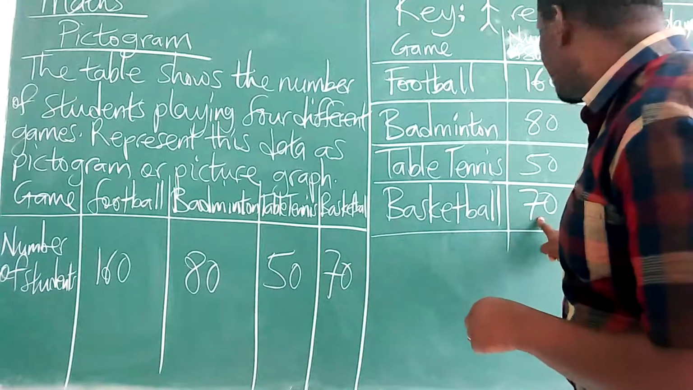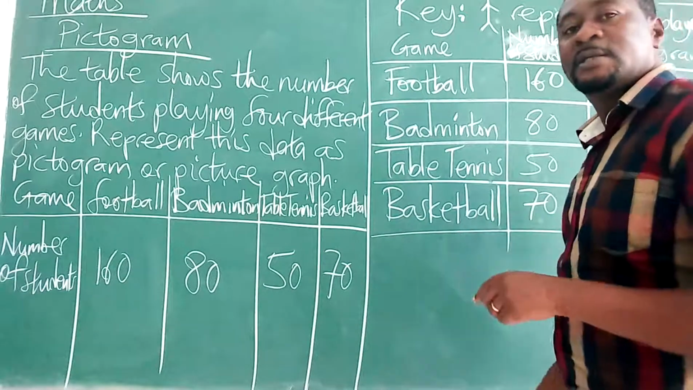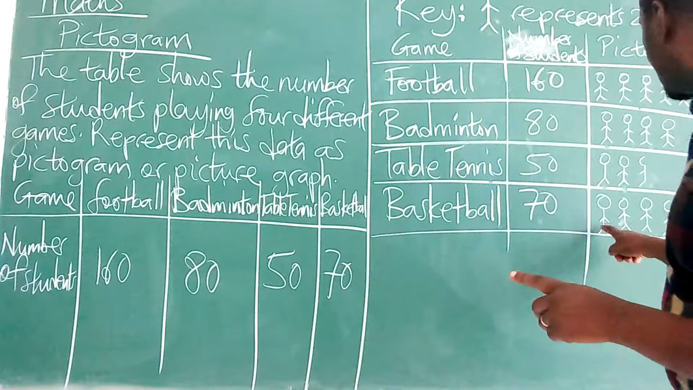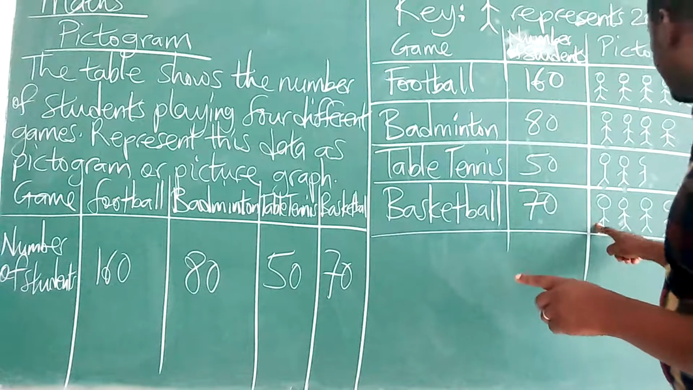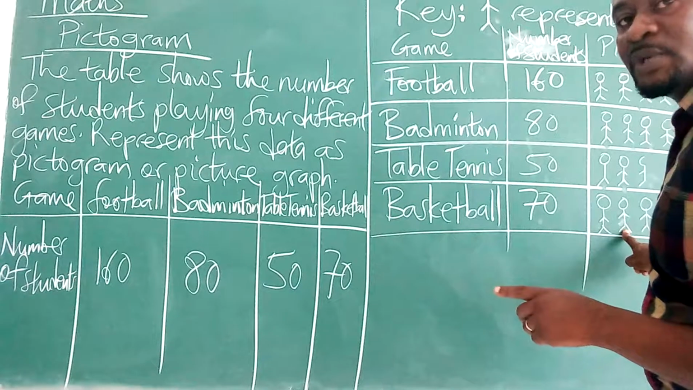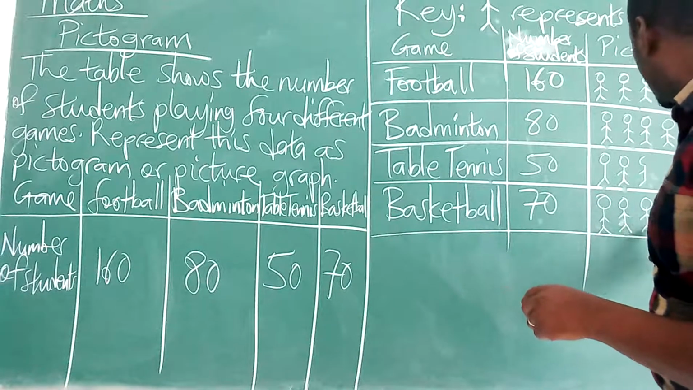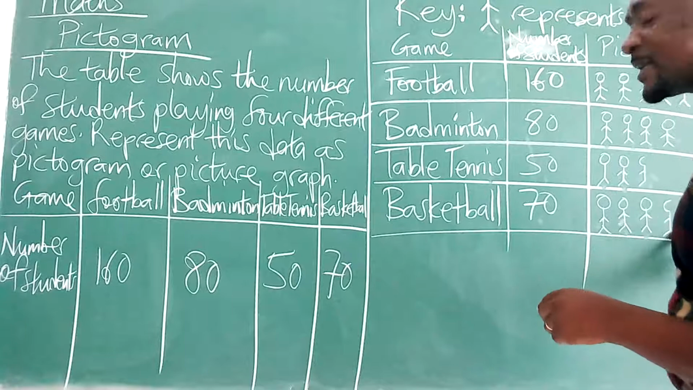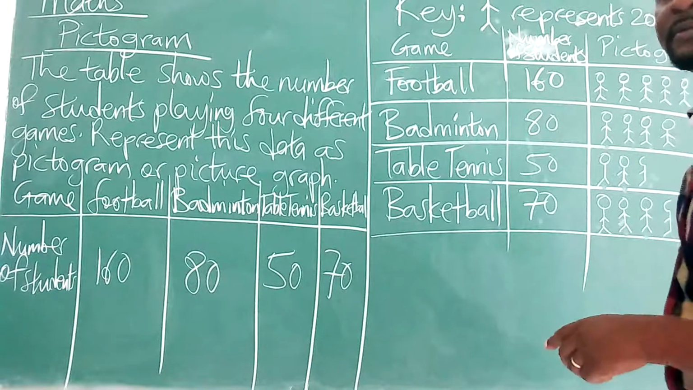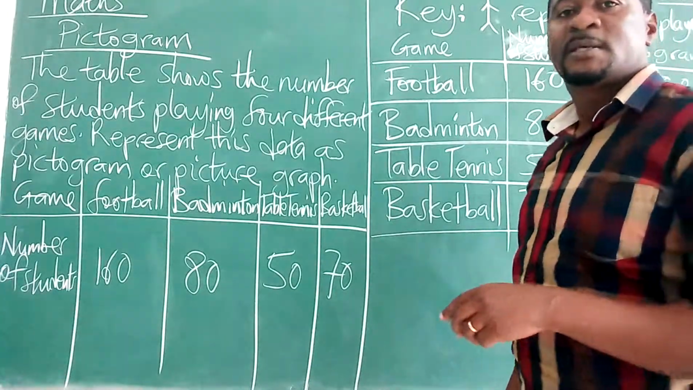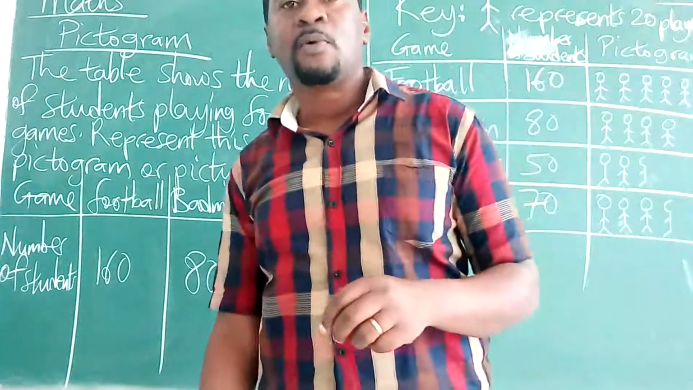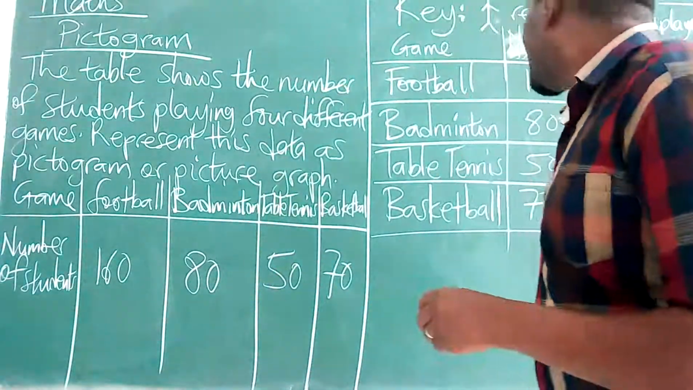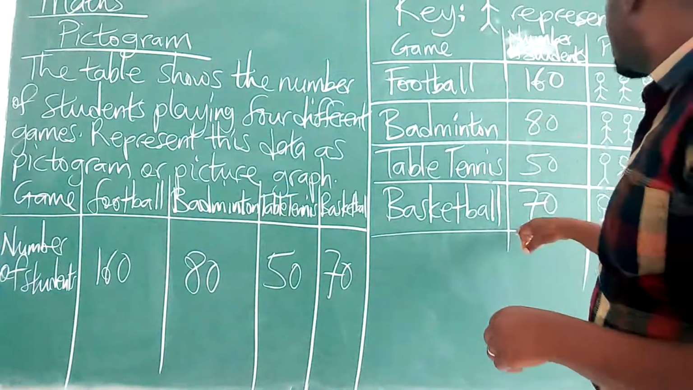Then we go to the last one, we have basketball. Basketball is 70. One person 20 plus another 20, 40 plus another 20 is 60, plus half person 10. So it will be 70.